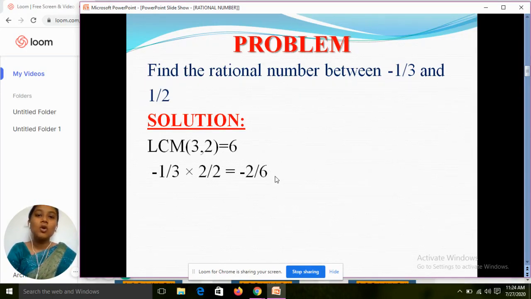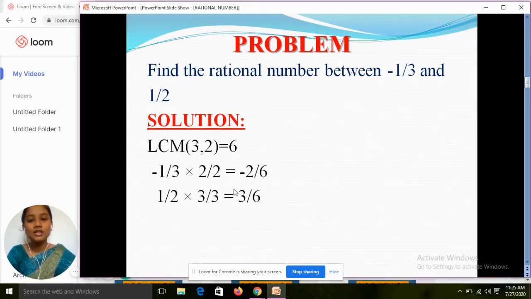1 divided by 2. What number is to be multiplied with 2 to get 6? Recall the 2 table and tell. Yes, we should multiply 3 with 2 to get 6. So we multiply 1 divided by 2 into 3 divided by 3, and we get 3 divided by 6. 1 into 3 is 3, and 2 into 3, 2 threes are 6.